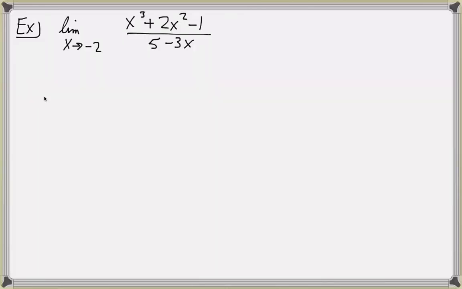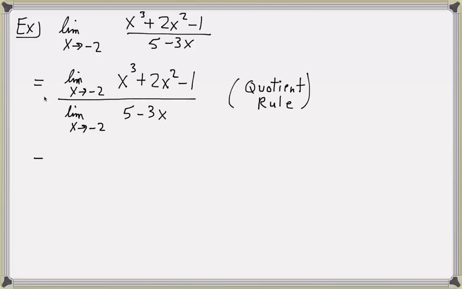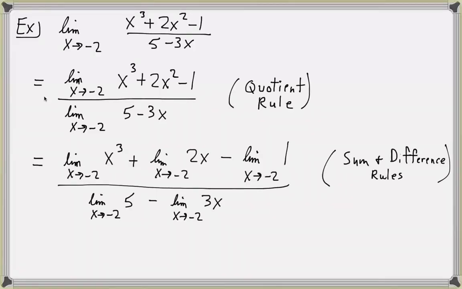Now let's evaluate the limit of the function x cubed plus 2x squared minus 1 all over 5 minus 3x as x approaches negative 2. I'm first going to use the quotient rule to break this up as the limit of the numerator divided by the limit of the denominator. So by the sum and difference rules, we obtain this expression.